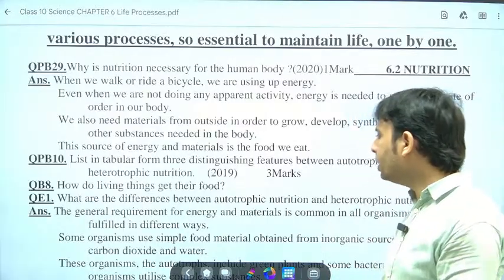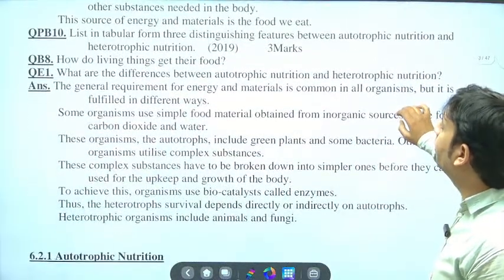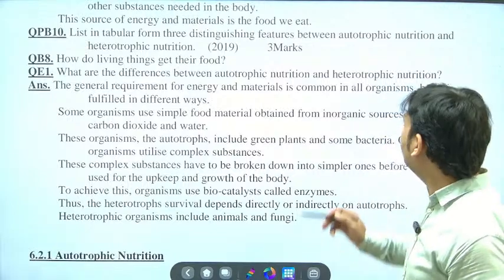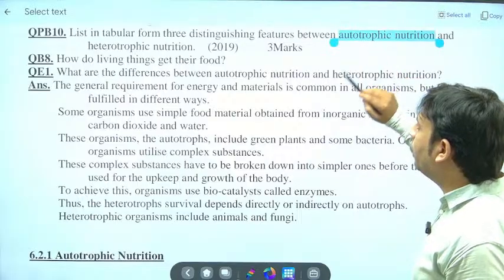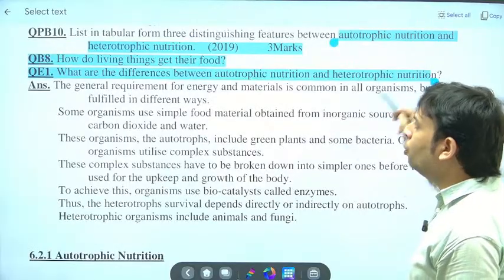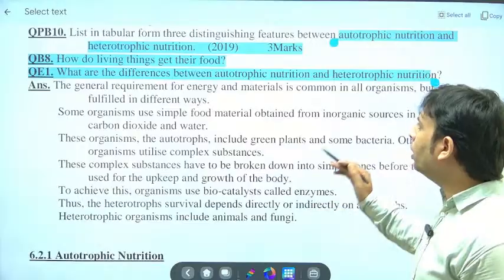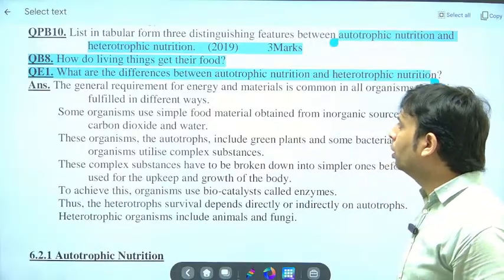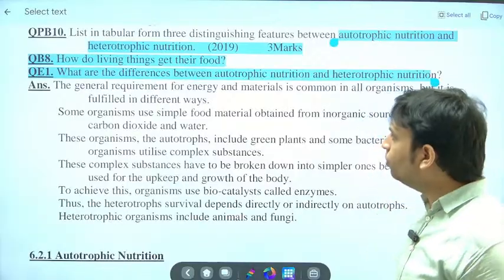Now many questions are here. Three: the difference between autotrophic nutrition and heterotrophic nutrition. How do living things get their food? And the third question is: what are the differences between autotrophic and heterotrophic nutrition? Okay, so now we will discuss the answers to these questions.